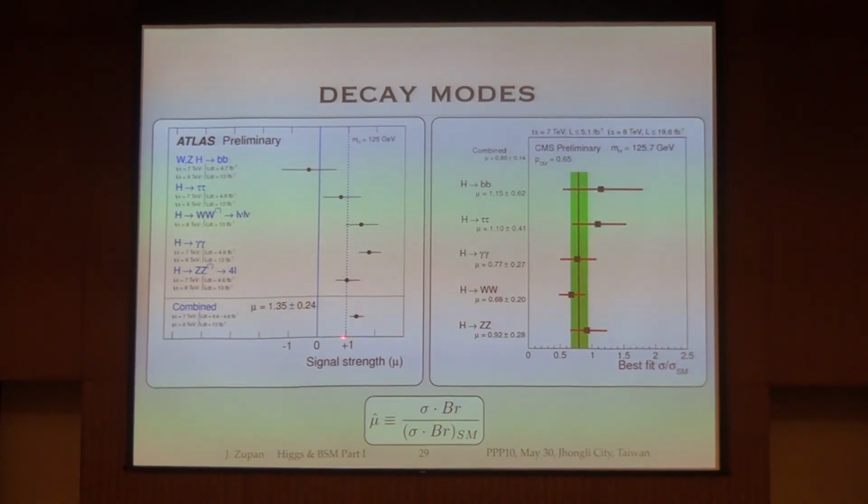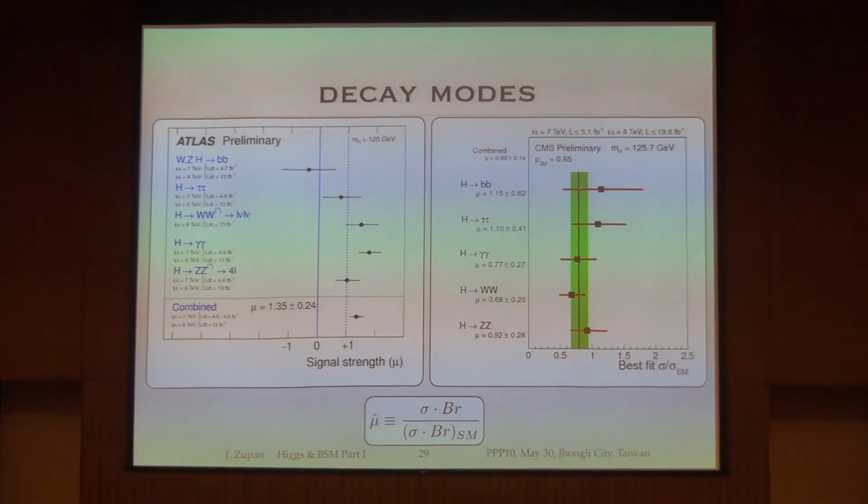The line here is the 1, the 0, and then you have different measurements. The same thing from the CMS. 1 would mean that you have standard model, so the cross-section times the branching ratio divided by the cross-section times the branching ratio for the standard model. Sometimes this is denoted by mu or mu hat. And the different decay modes with the error bars in the red, the center in the black, and the average in the green.